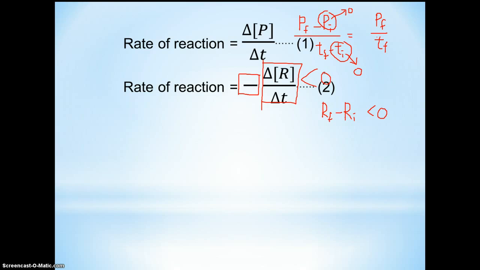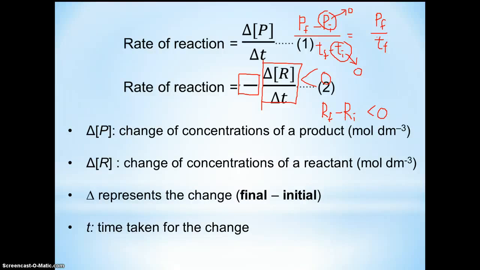But what is the meaning of the rate of reaction being less than 0? Well, it does not make sense. So we have to add a negative sign showing it is a reversal of the overall sign. So here comes a summary of what I've mentioned. The delta P here means the change of concentration of a product in a unit of mole per dm cube. Change of reactants is also the change of concentration of the reactant in mole per dm cube as well.